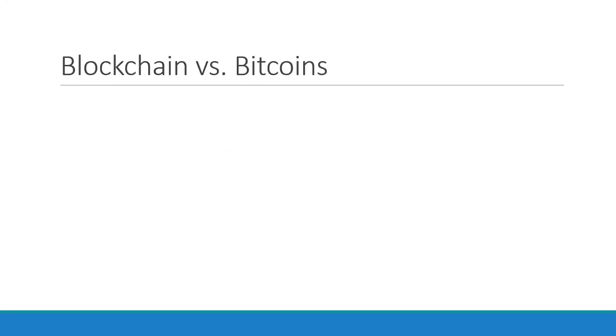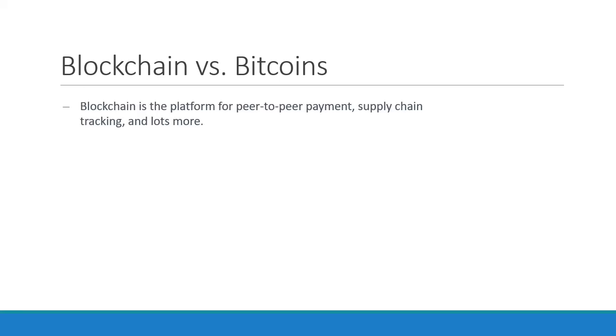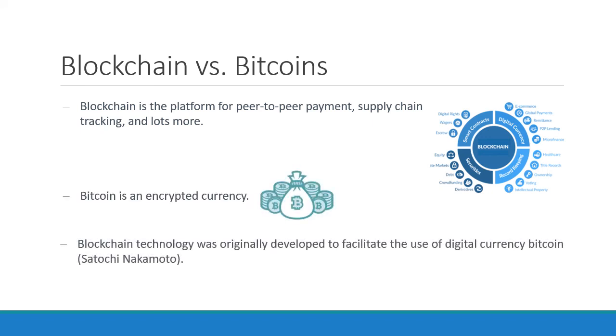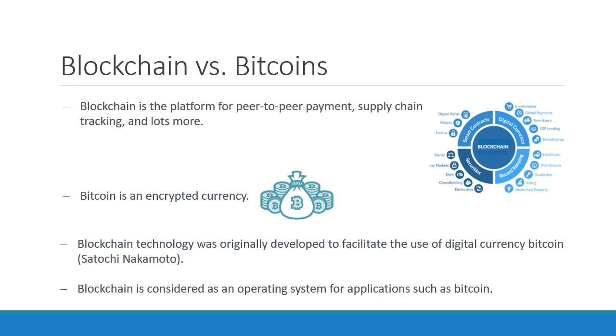Sometimes we refer to blockchain as bitcoins, which is inaccurate. Blockchain is much more powerful. It's the platform for peer-to-peer applications, while Bitcoin is a digital cryptocurrency. The blockchain technology was originally developed by Satoshi Nakamoto to facilitate the use of digital currency, the Bitcoin. We can consider the blockchain as an operating system for applications such as Bitcoin.